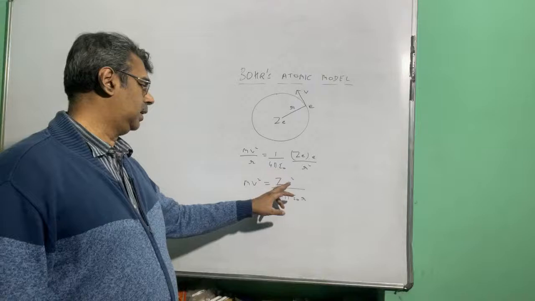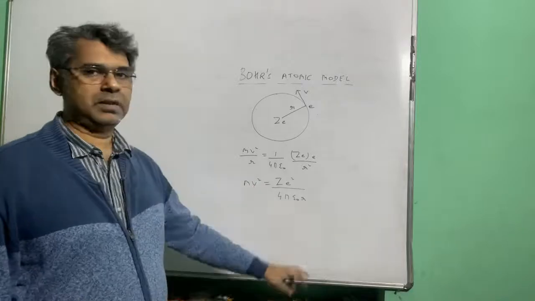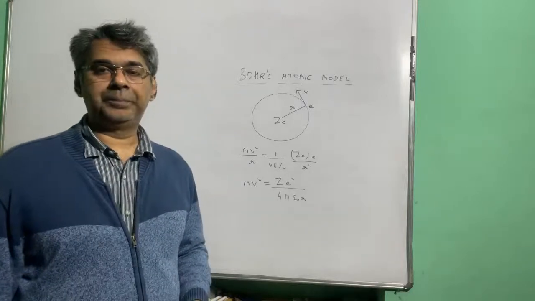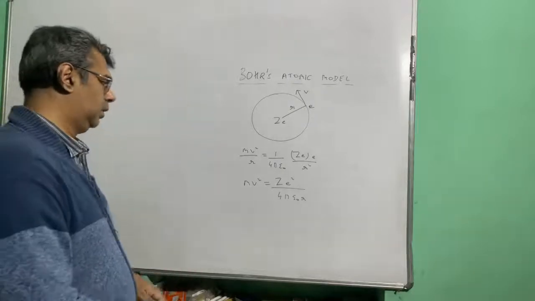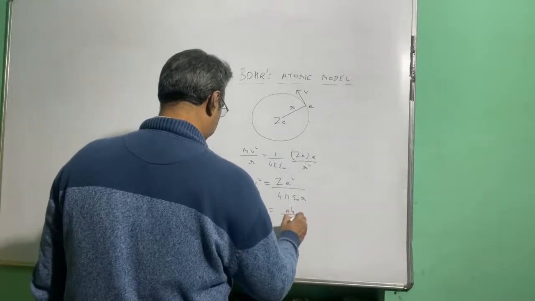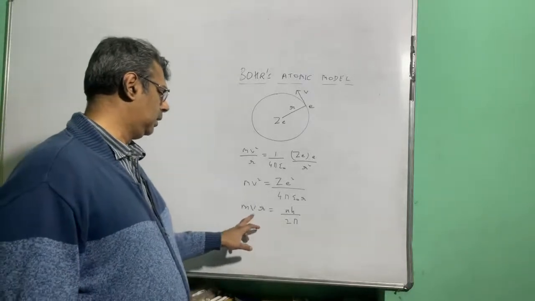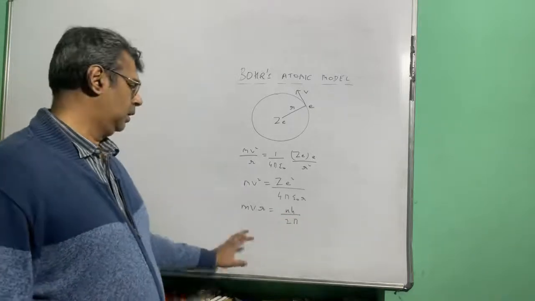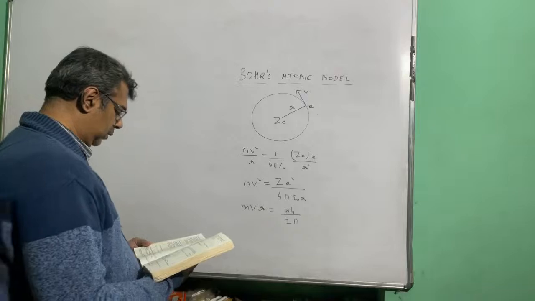So mv square is Z E square by 4 pi epsilon naught r is the formula which relates the velocity and the radius. Now, according to Bohr's model, the angular momentum of an electron is quantized. It is an integral multiple of h by 2 pi. Angular momentum of an electron is mvr, so mvr is n into h by 2 pi.